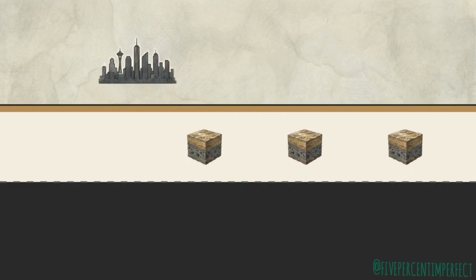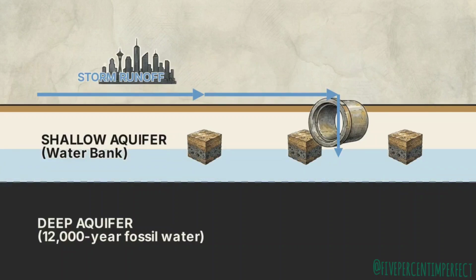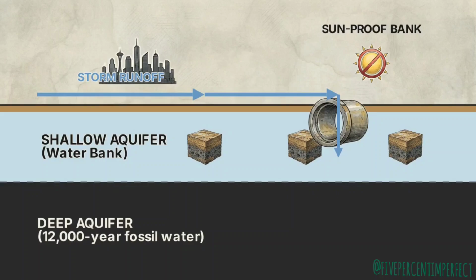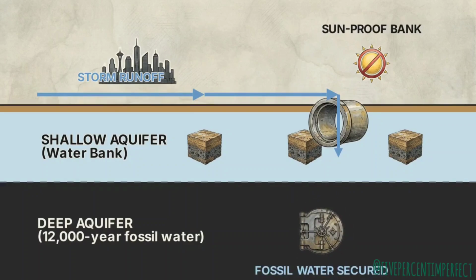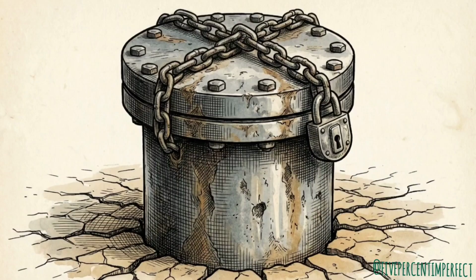This geological cross-section shows how the infrastructure works. Planners divert fast-moving storm runoff, pumping it down into a shallow underground aquifer. By moving water beneath the surface, the city creates a sun-proof bank, immediately eliminating the evaporation loss draining the open-air reservoir. With a secure, modern bank of stored stormwater to rely on, the city can cap the deep wells and stop draining the 12,000-year-old fossil water reserve entirely.